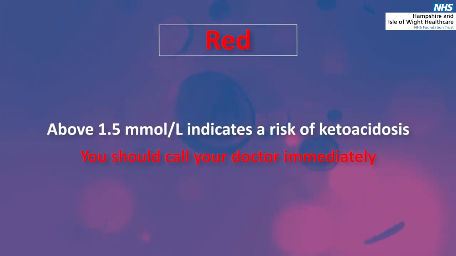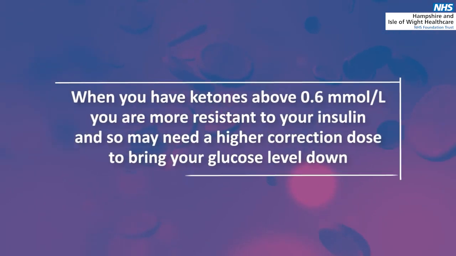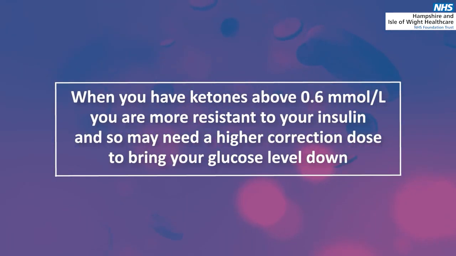Red, above 1.5 millimoles per litre, indicates a risk of ketoacidosis. You should call your doctor immediately. When you have ketones above 0.6, you are more resistant to your insulin, and so you may need a higher correction dose to bring your glucose levels down. We explain more about managing illness in one of our other videos.